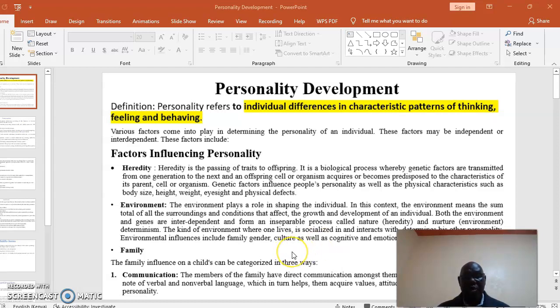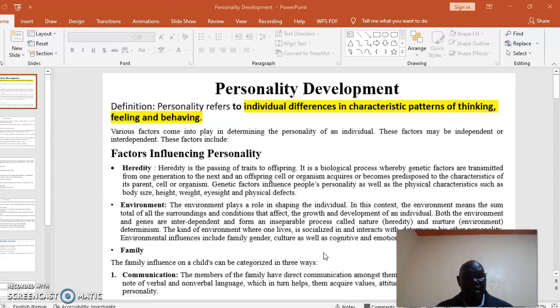The kind of environment where one lives, is socialized in, and interacts with determines his own personality. Environmental influences include family, gender, culture, as well as cognitive and emotional influences. I would like us to look at these environmental influences, and we want to begin with the family before we move and look at the other factors as well.